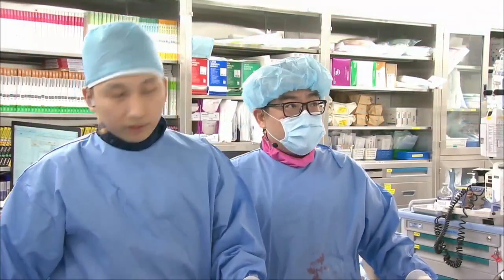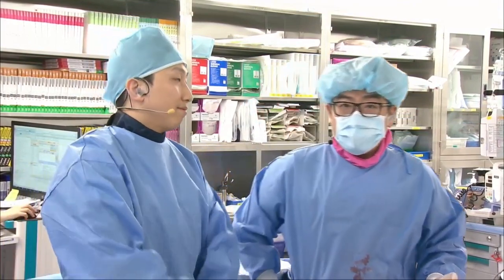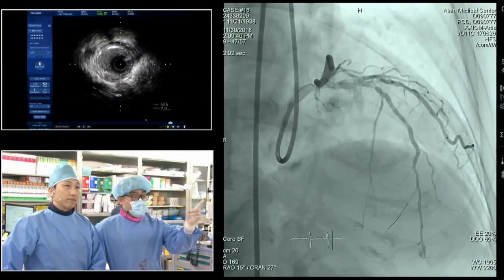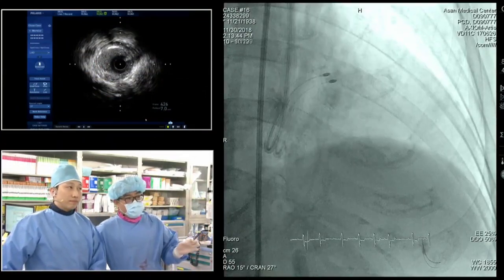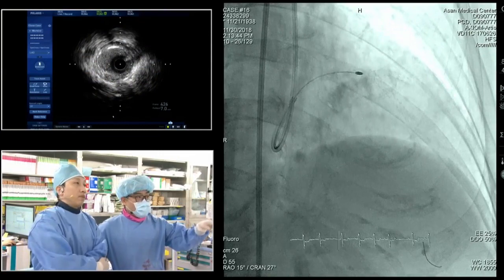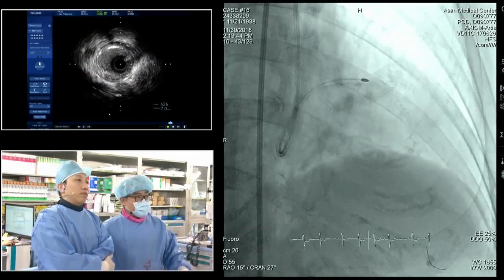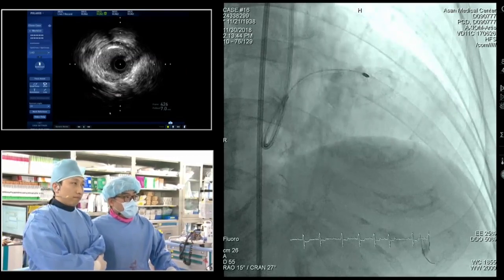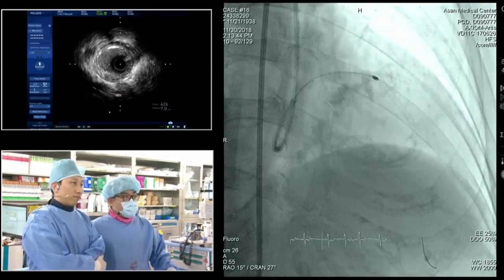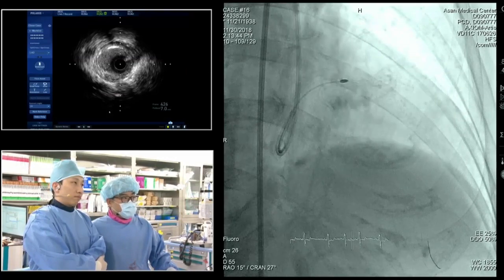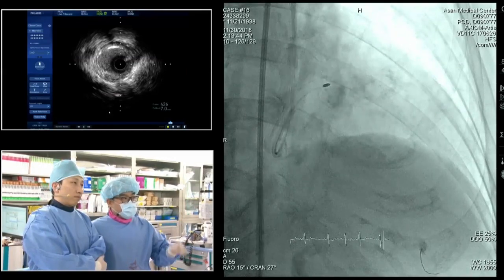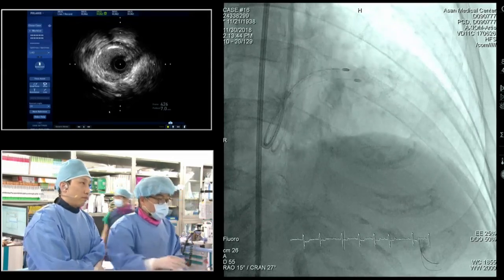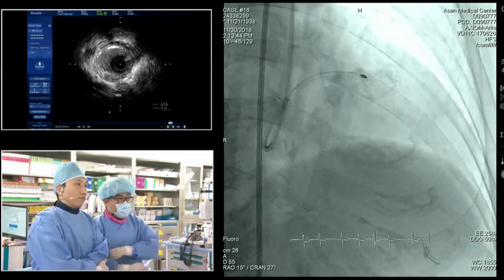So we left you after the IVUS interrogation. We decided to go for rotablation. And this is the shot after the 1.25 balloon and IVUS. So the wire is in the distal LAD, and this is a 1.75 burr at 180 RPM. So we did this relatively gently and slowly. We did not push the burr too much, understanding that this is an in-stent restenosis, especially at the bifurcation.